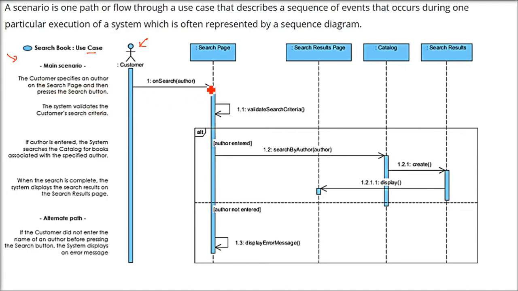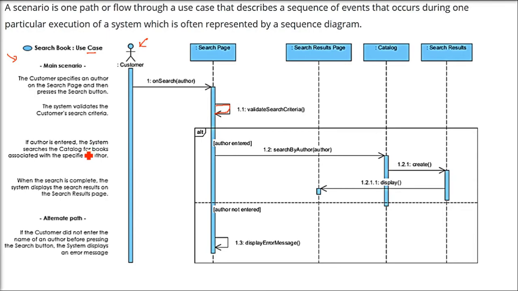So the user will do a search, and first we have to validate the search. That is, the system validates the customer search criteria. Is it correct or not? So the search page class is going to call itself; the object is going to call its own function, validate search.